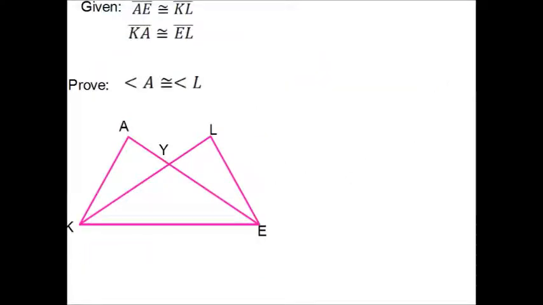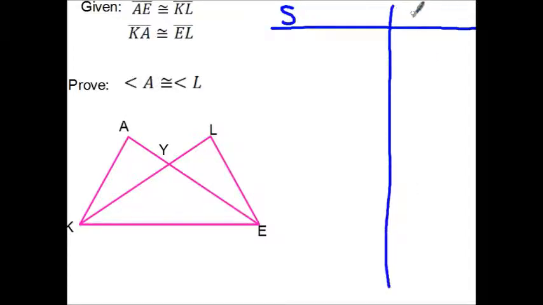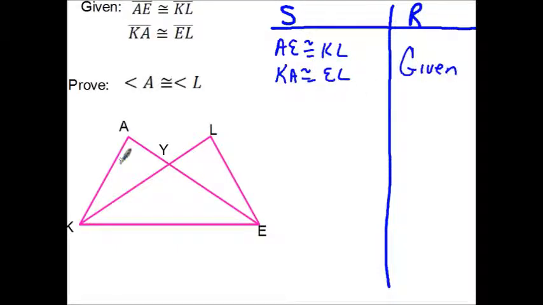Alright, so now let's practice some proofs with overlapping triangles. So here we go. Let's start off with our statement and reasons, and let's start off by listing out those givens. So our first given, AE is congruent to KL, that's given, and KA is congruent to EL, that's also given. Let's mark that up. We got AE, which is this piece right here, congruent to segment KL, which is this segment right here.